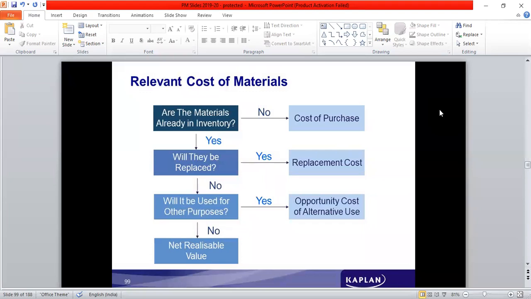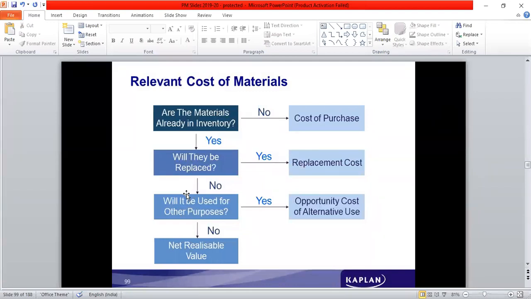Then the question arises: the material which is already there in the premises, can it be used or does it have to be replaced? If it has to be replaced, then the replacement cost of the inventory becomes relevant cost, because now they have to spend some amount to replace the old material. Will they be replaced? Yes, then replacement cost.